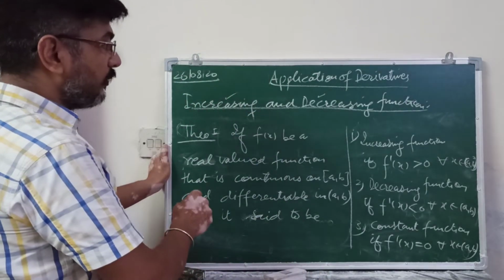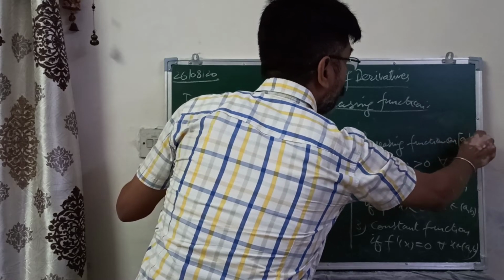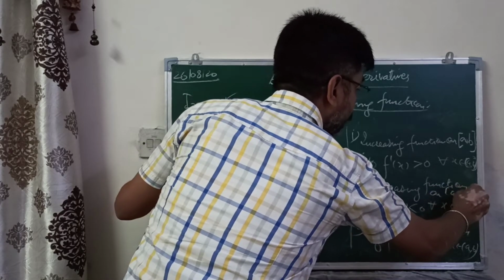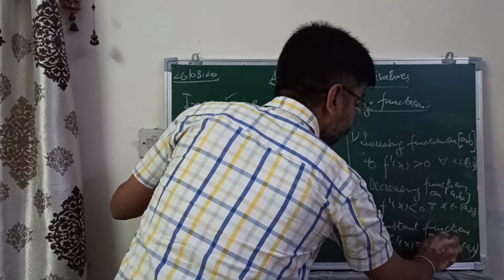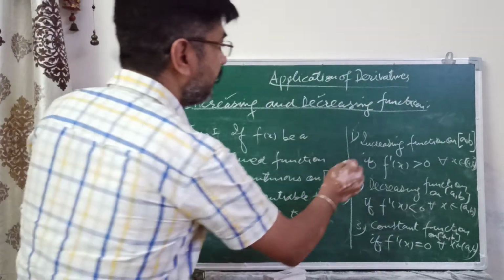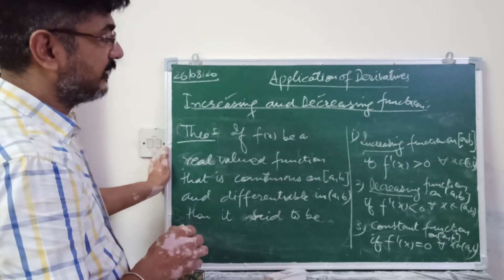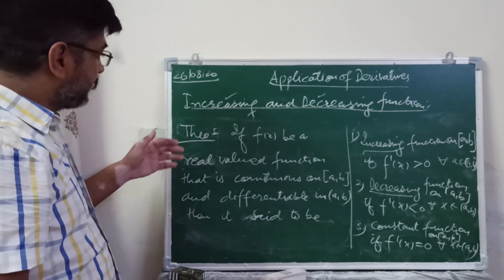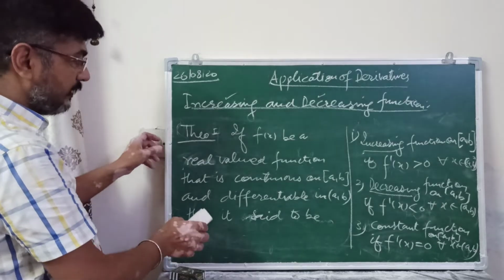Now this is increasing function on closed interval [a, b], and this is also on closed interval [a, b]. If we take closed interval, they are only increasing, decreasing, they are not strictly increasing, strictly decreasing, okay. What about the second part or remark of this theorem? There is a remark.